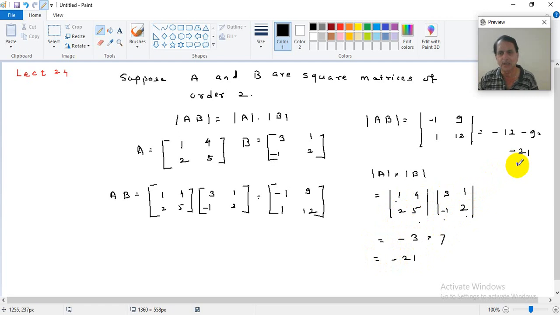So see, this is 1 and this is 2. So from 1 and 2 we came to know that determinant of AB, right?